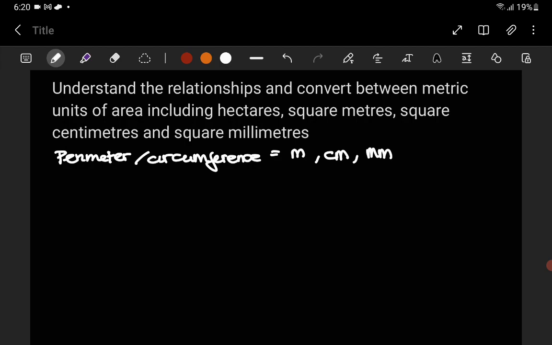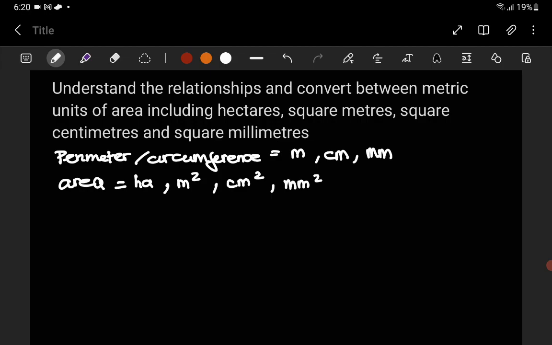For this objective, we're talking about the metric units of area. We will talk about hectares, square meters, centimeter square, and the last one, millimeter square. All of them are in the category of metric units of area. We need to know the relationships and we need to be able to convert between these units.